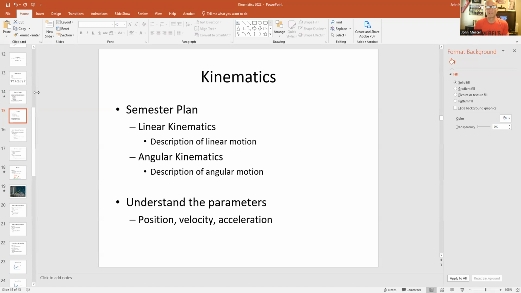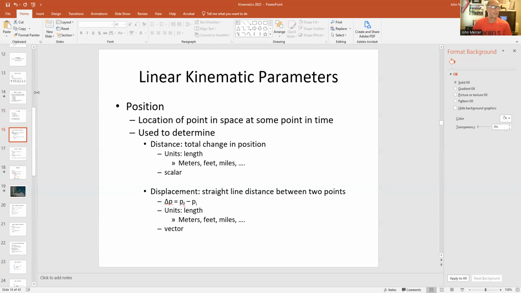And we may be talking about linear position, linear velocity, linear acceleration, or we may be talking about angular position, angular velocity, and angular acceleration. So the concepts are the same. It's just the type of movement that we're talking about leads to different symbols to represent these different concepts: position, velocity, and acceleration.